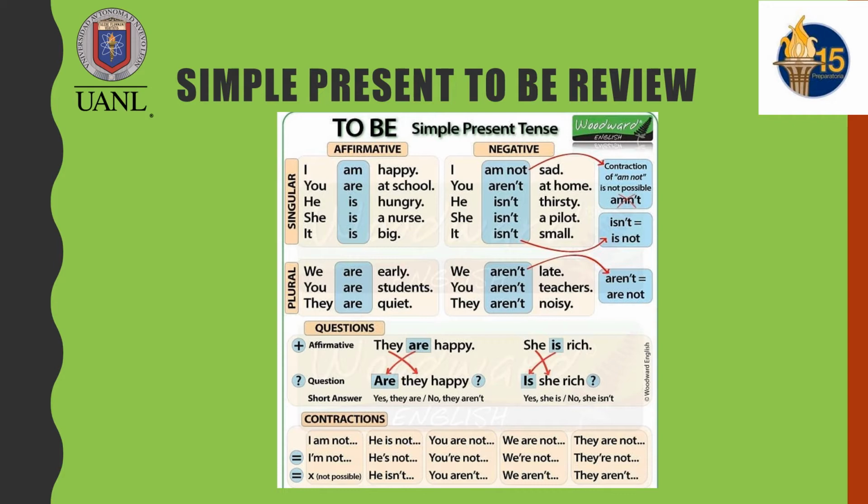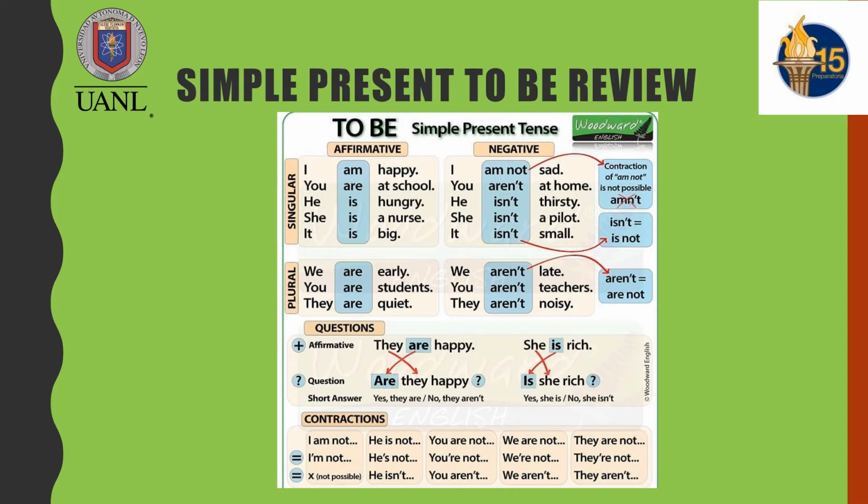And then you have happy, at school, hungry, a nurse, and big. You have complements, right? So in a negative form, you're going to add the word not, or you can use the contraction, like you aren't at home, right? So it's very important to remember that you cannot use contraction with the element n, okay? So talking about is, you can use is not or isn't. And talking about are, you can use are not or aren't.